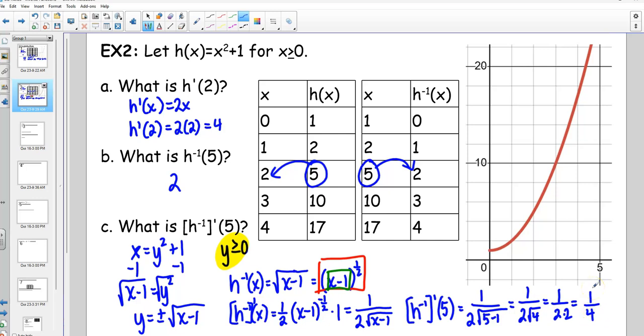So does it look like our guess is working? Like if I find that derivative at the inverse point, it's just 1 over that is what we're getting for our answer. It appears that that is happening.